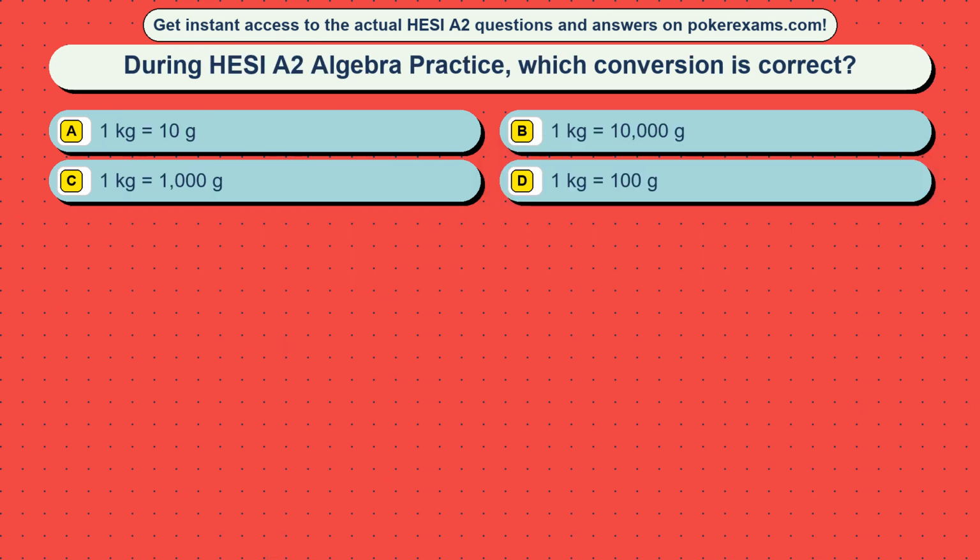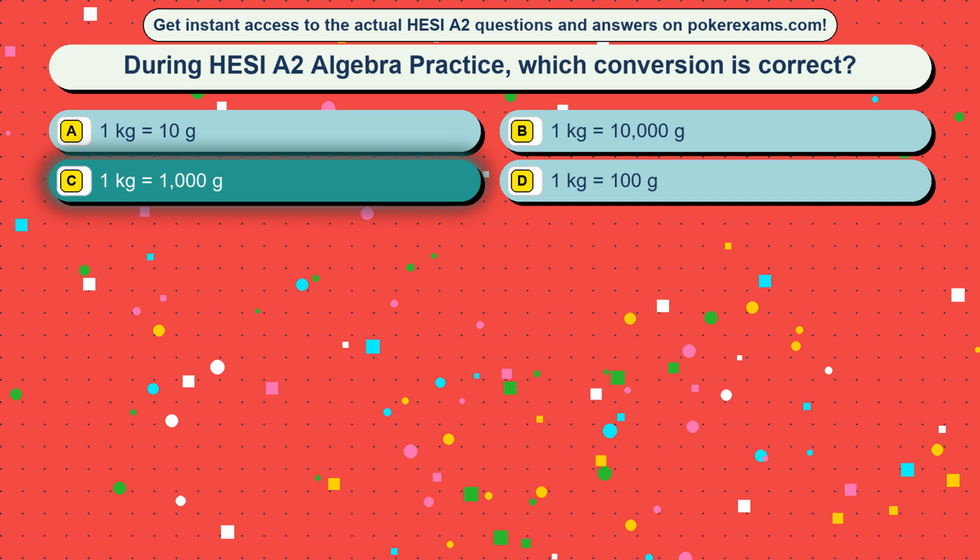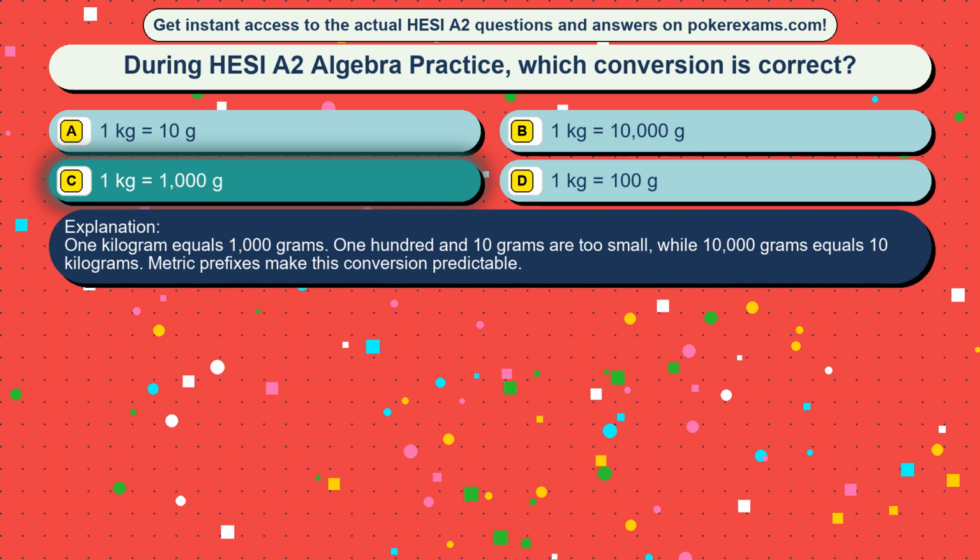Question 11. During HESI A2 algebra practice, which conversion is correct? Option A: 1 kg equals 10 g. Option B: 1 kg equals 10,000 g. Option C: 1 kg equals 1000 g. Option D: 1 kg equals 100 g. The correct answer is option C. 1 kg equals 1000 grams. 10 grams and 100 grams are too small, while 10,000 grams equals 10 kilograms. Metric prefixes make this conversion predictable.